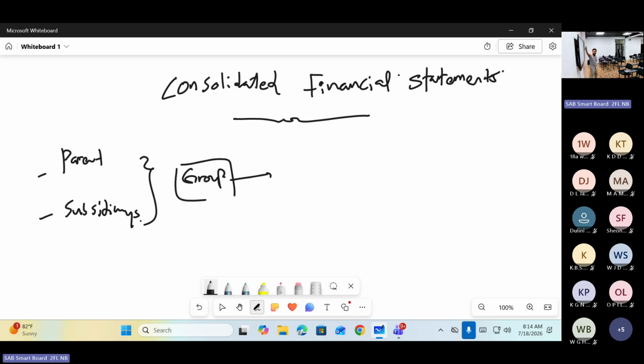A parent entity can acquire a subsidiary entity. Once you are acquiring, the acquisition date will be decided based on the controlling power. Controlling power is a very key element we need to consider. That's called control of an investee. Put a definition for that as well.